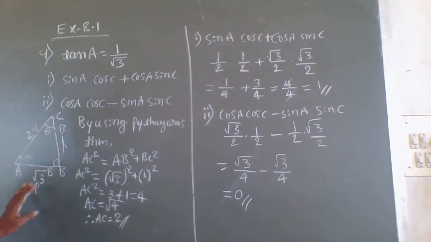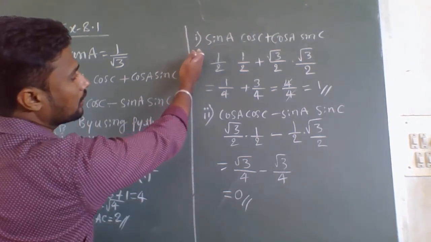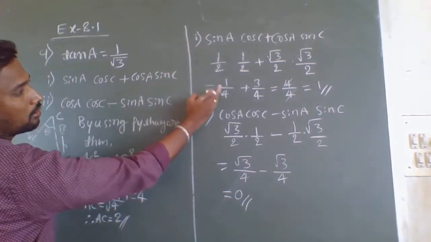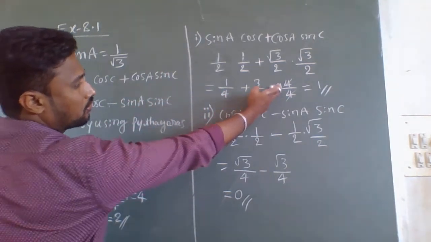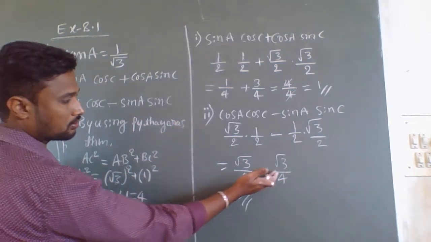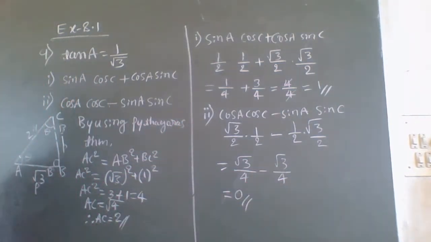So after getting all these values, what we got here, first column 1 by 4 plus 3 by 4 means 4 divided by 4, so the answer is 1. So here we got root 3 by 4 minus root 3 by 4 means answer is 0. So now I will move to the next problem.